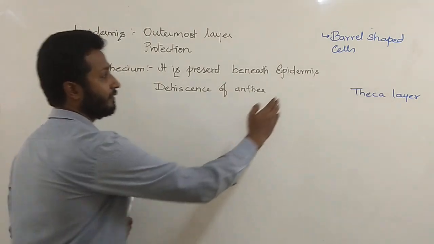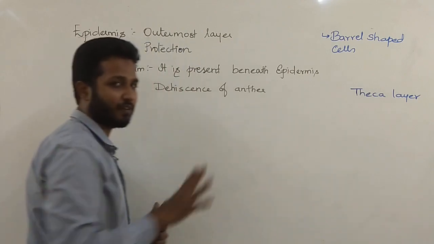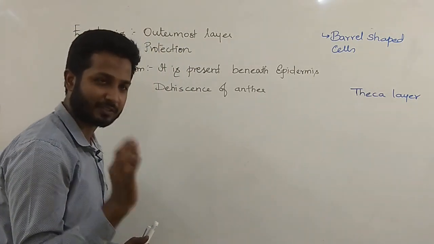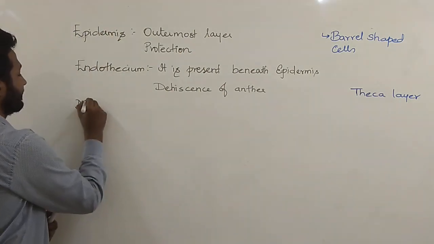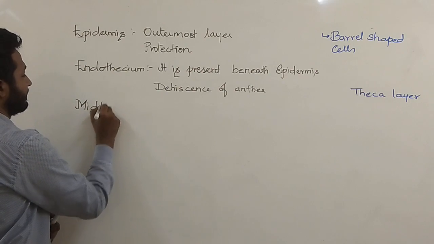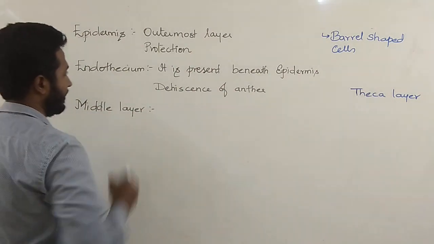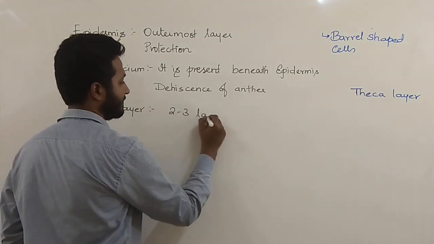Okay. Now, whatever I write in blue color in this region is exclusively for NEET, not for boards. Whatever I am writing this side is exclusively for boards. Next is the middle layer. Now, as I told you, the middle layer is 2 to 3 layered cells.